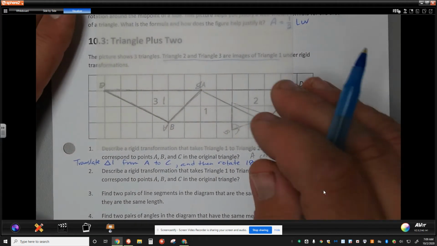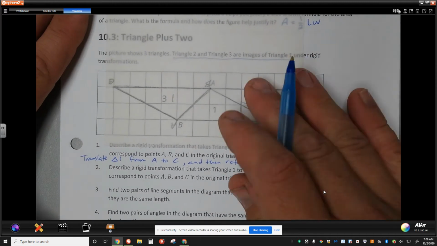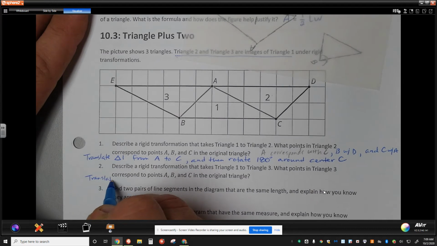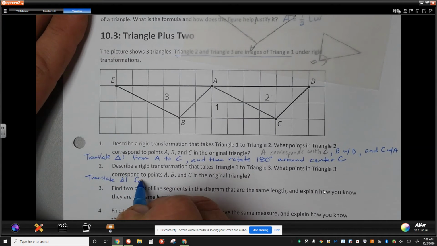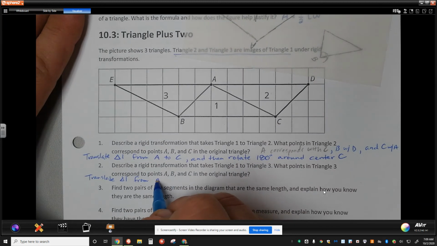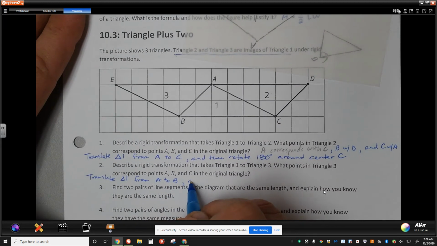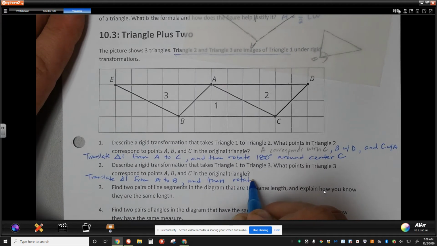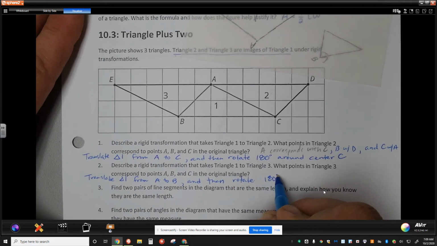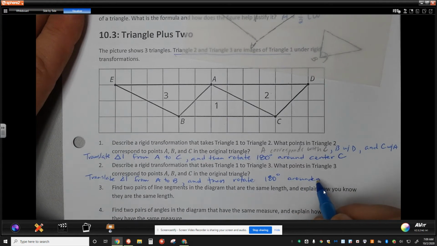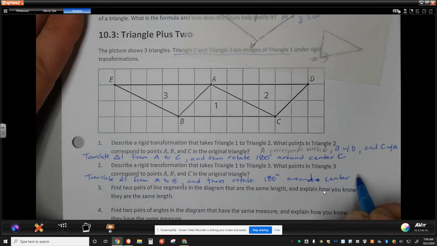I think what we're looking at is the exact same description, except we're going to translate triangle 1 from, let's go ahead and A to B, and then rotate 180 degrees around, oh my goodness, around center B.